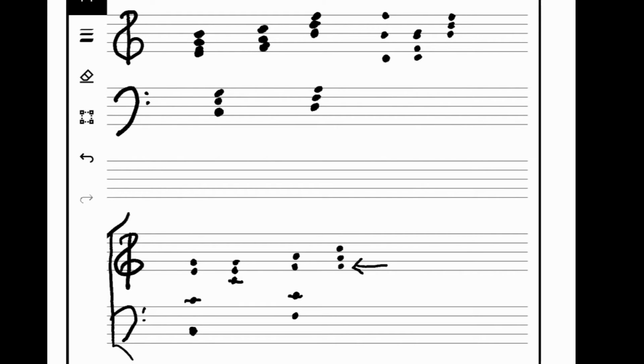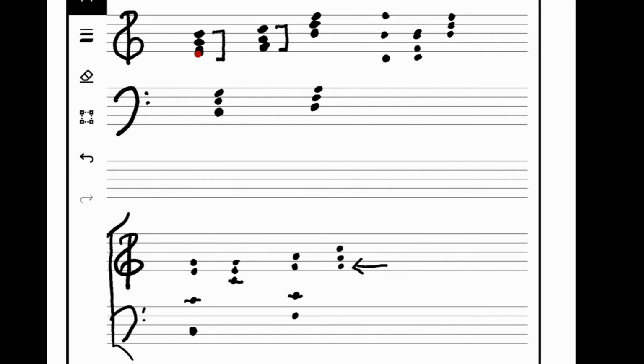A triad in root position will appear on all lines or on all spaces. It won't be a mixture of lines and spaces. So root position triads in their most compact form would appear on all lines or all spaces. Eventually, when we space them out on different staves, that won't be true anymore, but for now, that's pretty good.